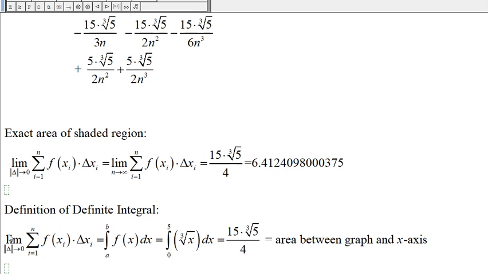This is a limit quantity, and when it does exist, we'll denote it as the definite integral from a to b. And so in this case, a is 0, b is 5. And the f of x is the third root of x, and then times the differential of x. And so this is called a definite integral, and it represents the value of this limit quantity. In this case, this limit quantity has a value of 6.4124. And therefore, this definite integral right here represents the area between the graph and the x-axis. And that area is 6.4124.